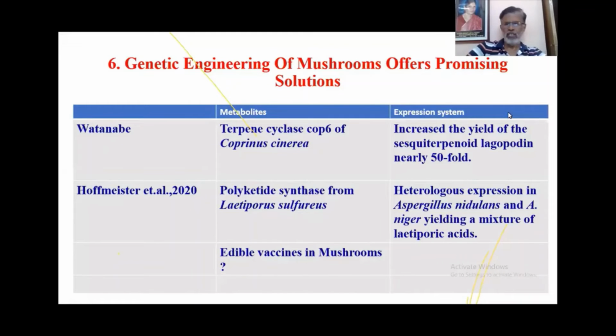So from my standpoint, I also believe that mushrooms are good candidates for producing edible vaccines. Mushrooms could be a very good system to offer us for producing edible vaccines in the days to come, in the future to come, right?